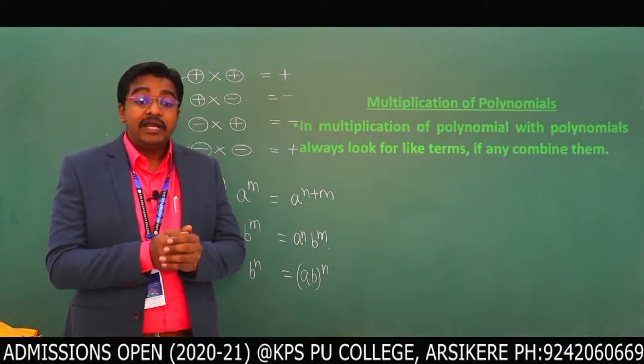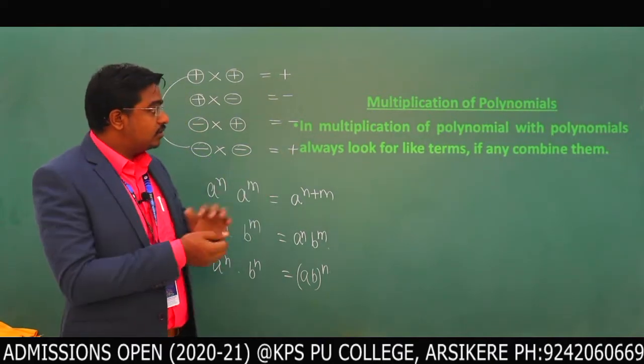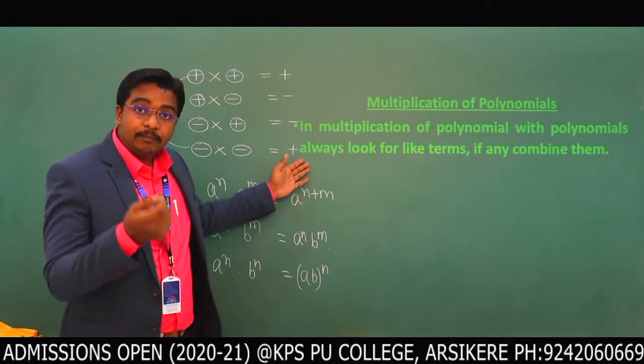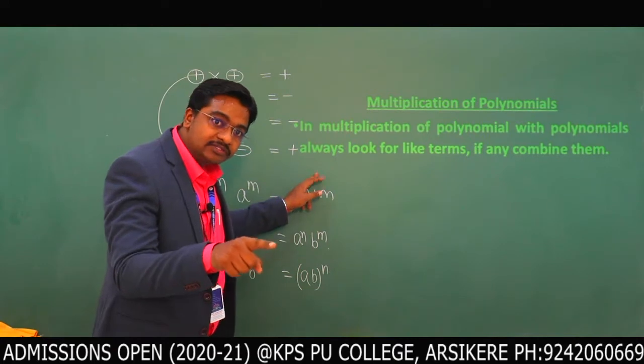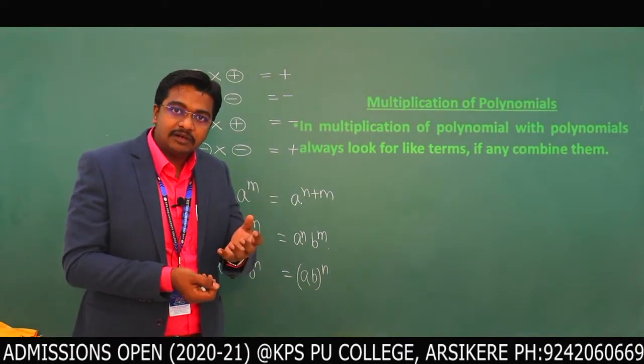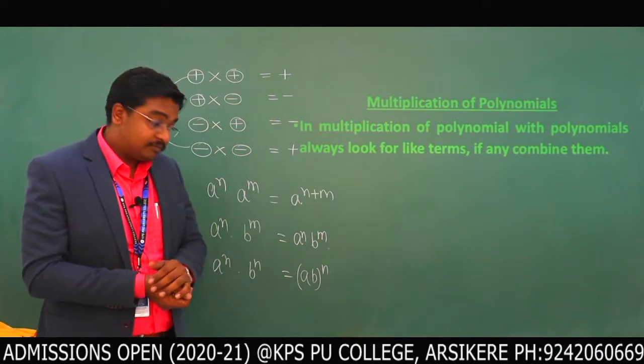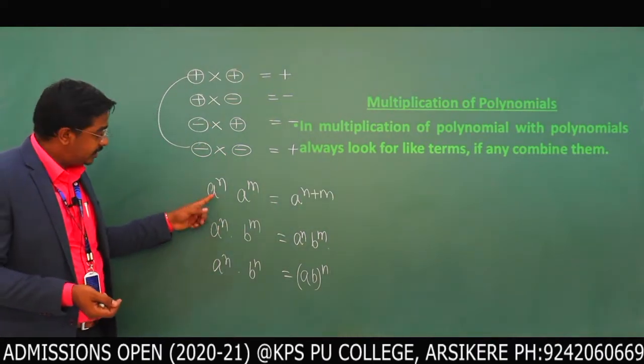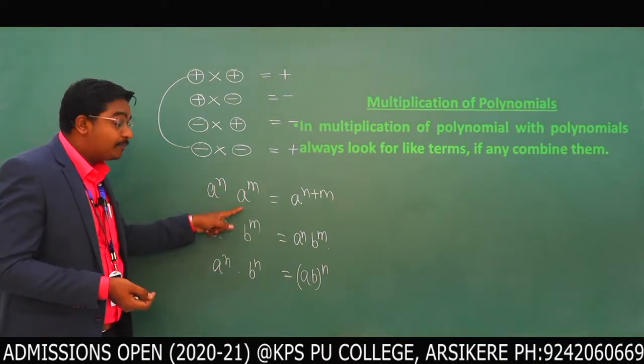Next, how do we do multiplication of polynomials? When we are multiplying polynomials with polynomials, always look for like terms. If there are any like terms, then combine them, as we did in the same case here, a power n into a power m.